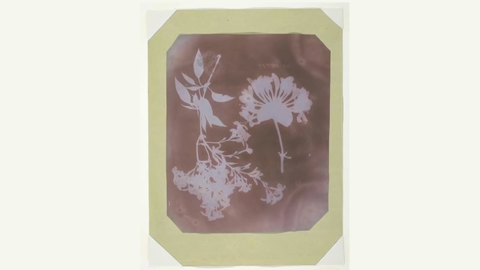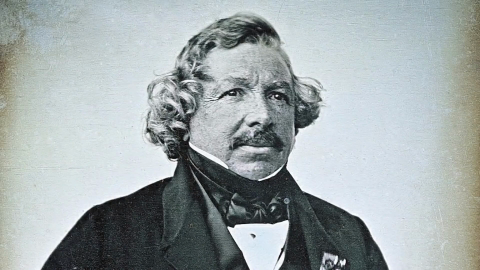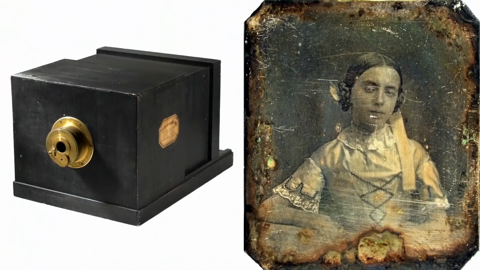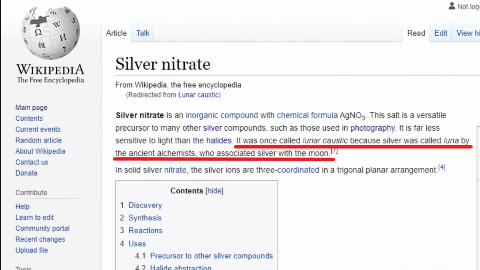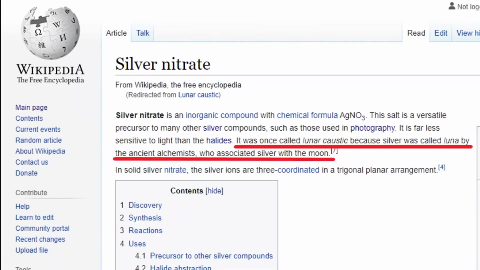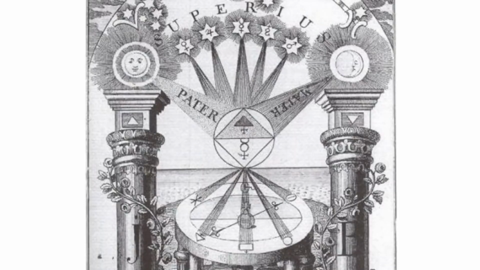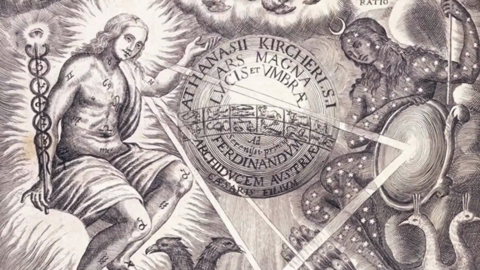The use of silver nitrate was developed further by Louis Daguerre, who went on to birth the daguerreotype and modern photography. But what is interesting is that silver nitrate goes by another name. They called it lunar caustic, in homage to the alchemists' association between the moon and silver. It's also quite interesting that many Masonic representations of the alchemists depict the sun and moon as reflected rays.